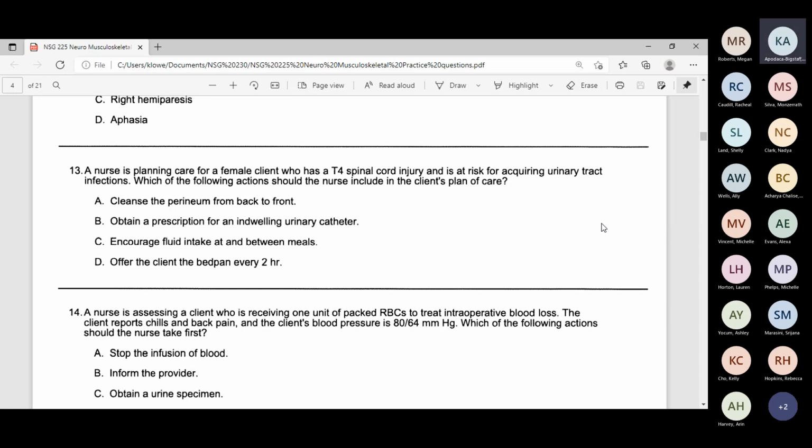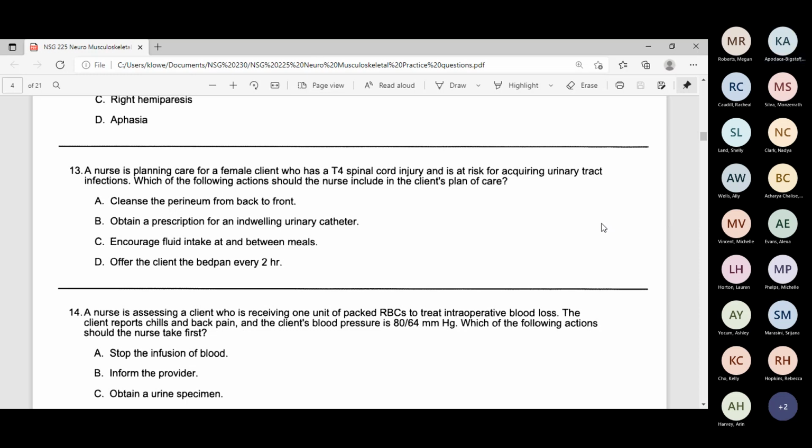Offer the client the bedpan every 2 hours? Would it be B? A, clean the perineum from, well, no. No, no, no. Okay, encourage more fluid. I was just thinking if they have a spinal cord injury, maybe they weren't going as well, so you want them to go more often. I don't know. So, encourage fluid intake.